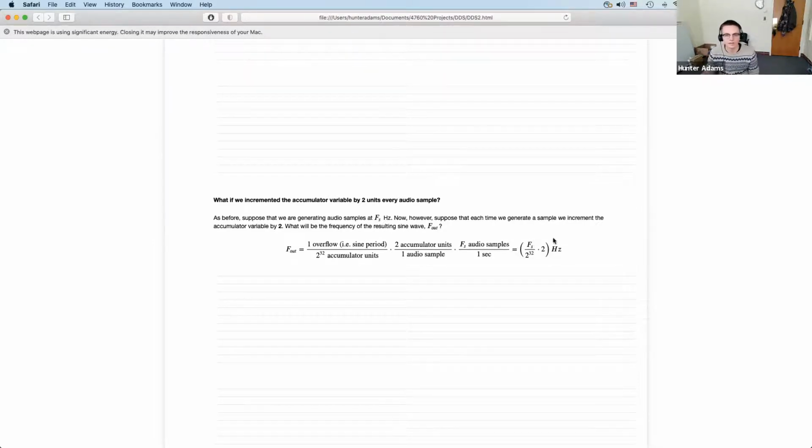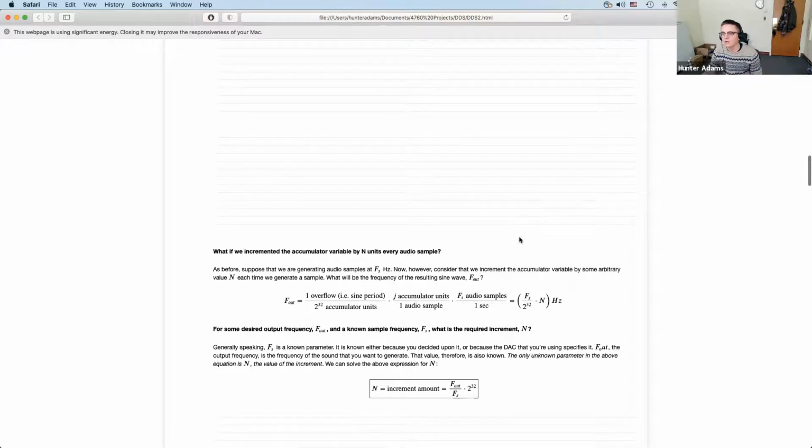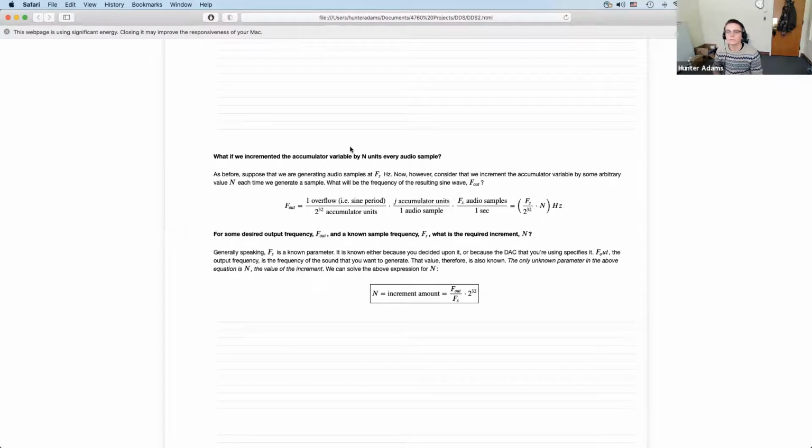And at this point, you can recognize a pattern, right? So if we incremented the accumulator variable by some number n every time we entered the interrupt service routine, oh, that's a typo, that's a J, that should be n. But if we incremented this by some value n every time we enter the interrupt service routine, then it's the same expression where you just put n accumulator units per audio sample here, and your output frequency is your audio sample rate over 2 to the 32, the maximum number that you can contain in your accumulator variable, multiplied by n, your increment value.